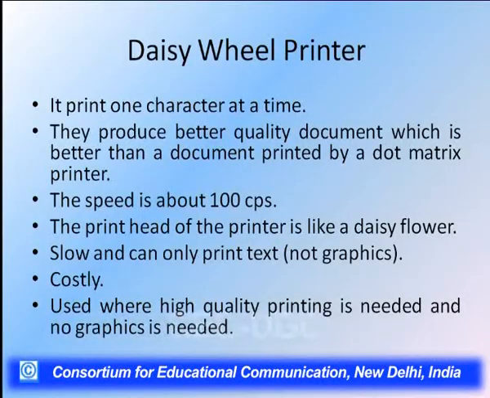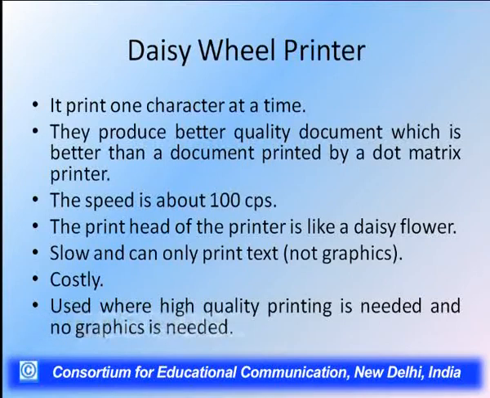This is a much more expensive printer as compared to the dot matrix printer. It is also a very slow printer, and it can print only text. That is, this type of printer cannot be used to print graphics, etc. The speed is about 100 characters per second, and the quality of printing is not very good. So it is used where high quality printing is not required and no graphics are needed.